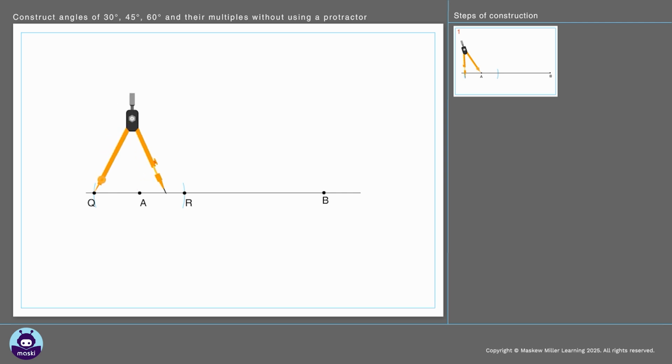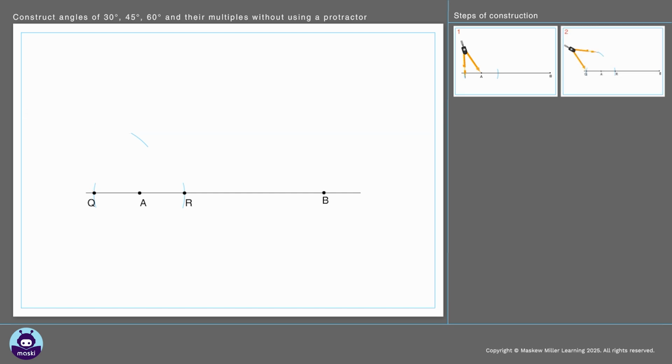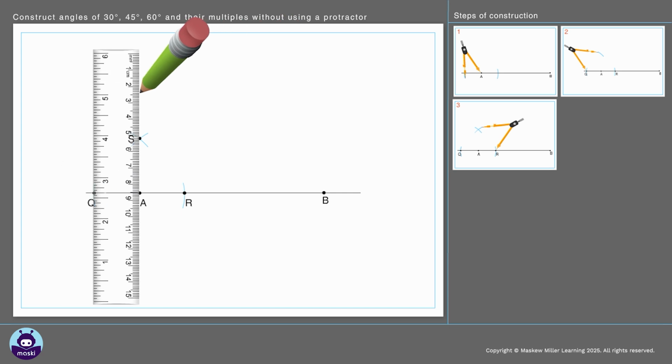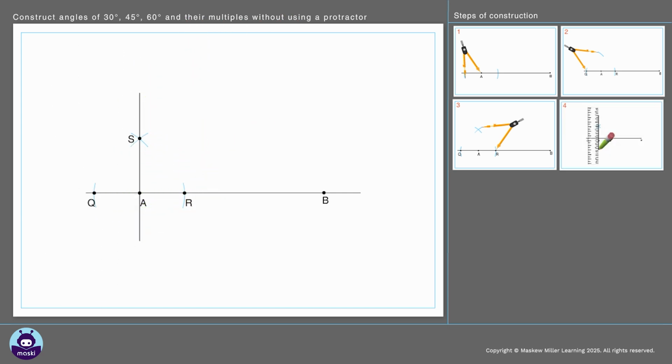Now, increase the width of the compass slightly. With Q as center, draw an arc above AB. Keeping the width of the compass unchanged and with R as center, we draw another arc above AB which intersects with the previous arc at S. Now draw a line passing through S and A. This line, SA, is perpendicular to AB.